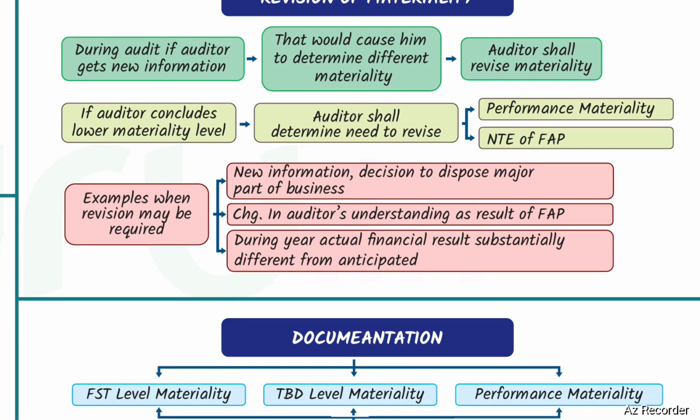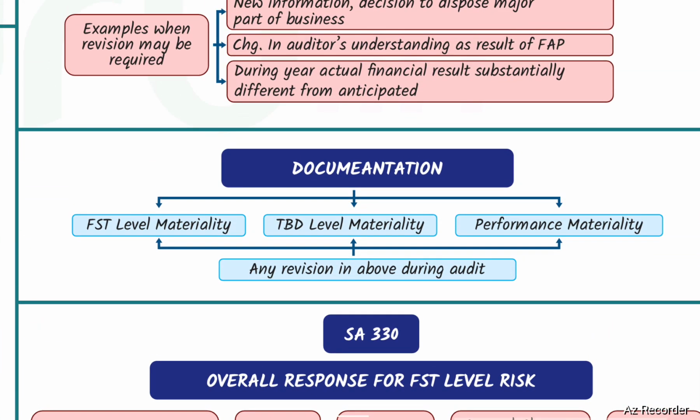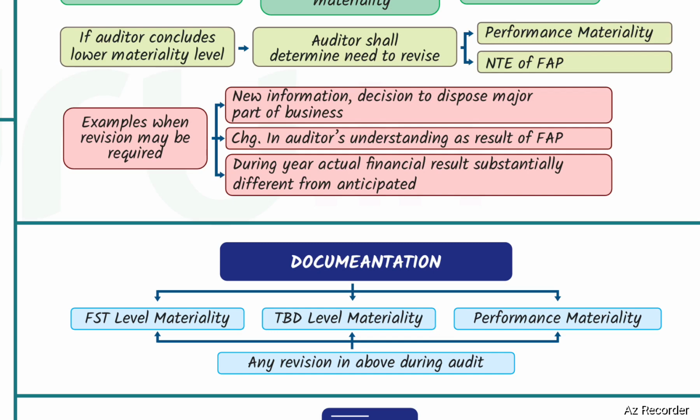Next, documentation. What are the things that need to be documented? Financial statement level materiality needs to be documented. Transactions, balances, disclosures level materiality needs to be documented. Performance materiality needs to be documented. Any revision in the above during the year needs to be documented.